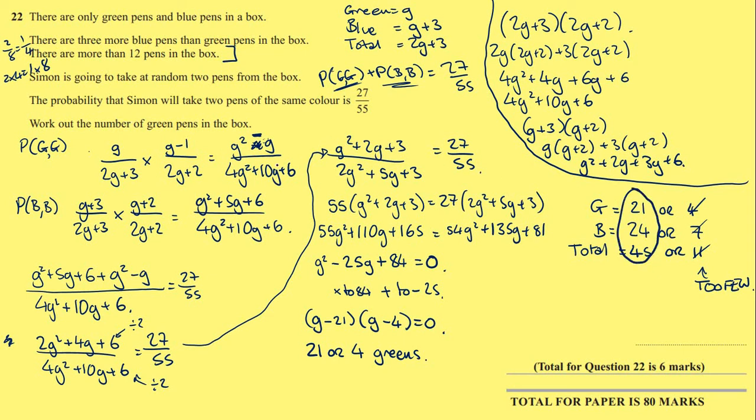Work out the number of green pens in the box. The number of green pens in the box is 21. There are 21 green pens in the box. And that is 80 marks on this GCSE paper.